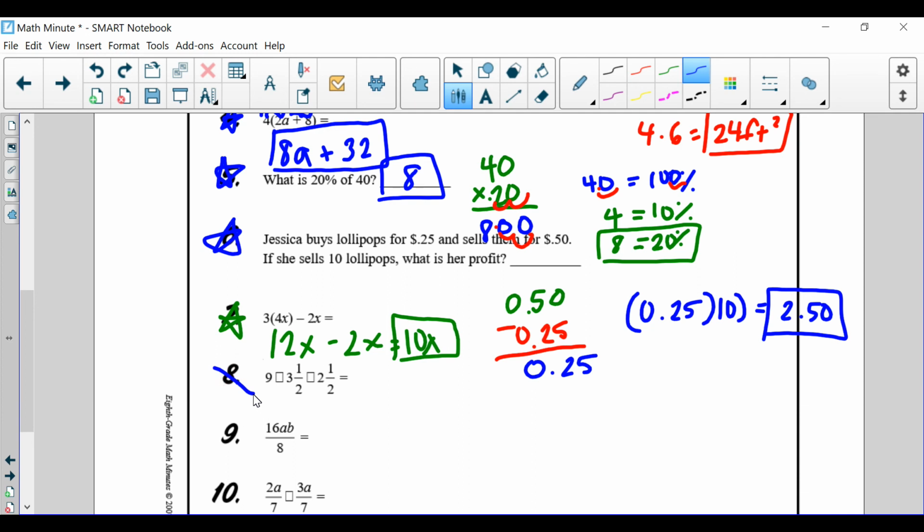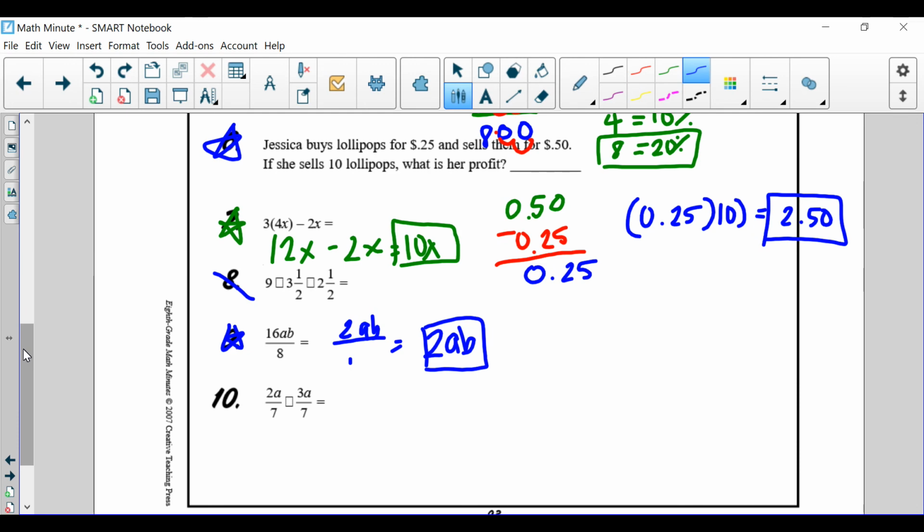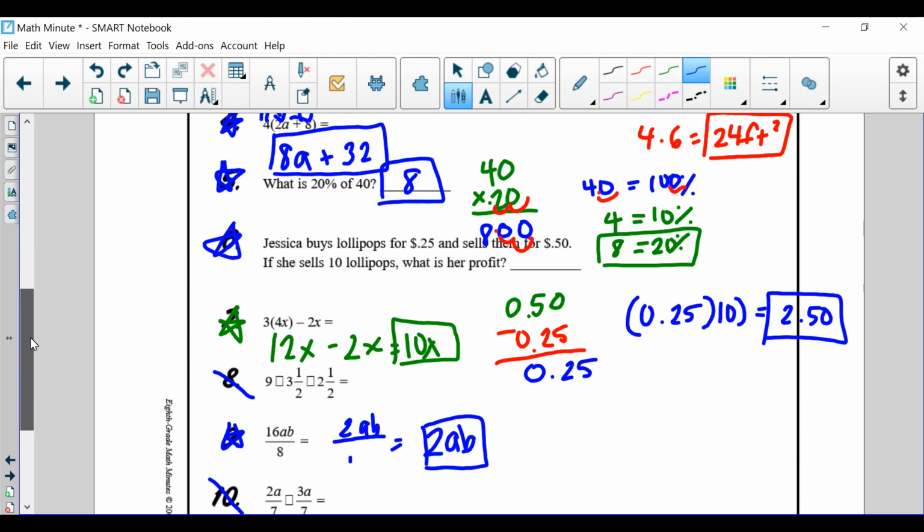Number 9, it says 16ab over 8. Remember, you want to divide the coefficients. 16 divided by 8, that's going to be 2 over 1. And then we've got the ab on the top. There's nothing to simplify there, so we have 2ab as your answer. And then following here, once again, not quite sure what's happening here, so we're going to cancel that out. If you got 8 out of 8, that's 100%.